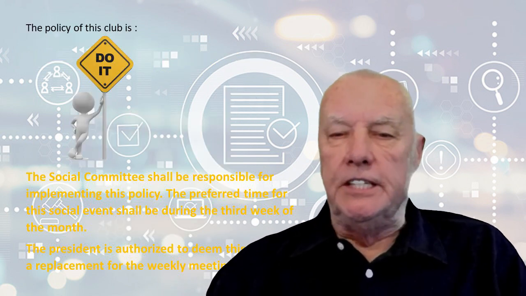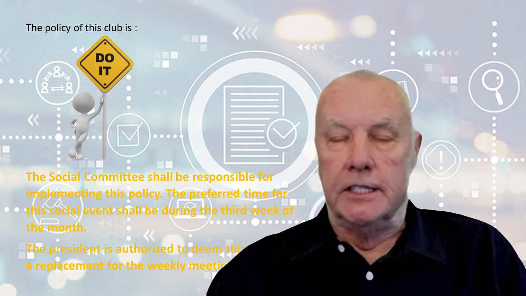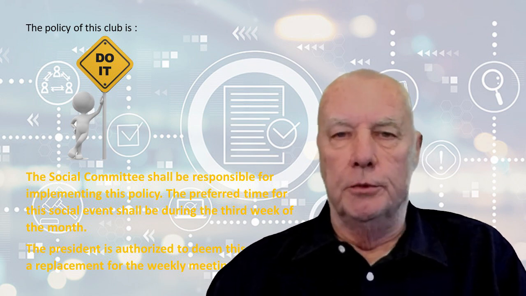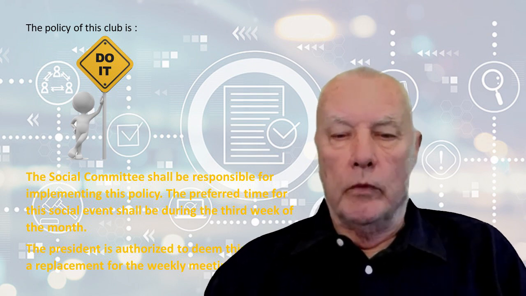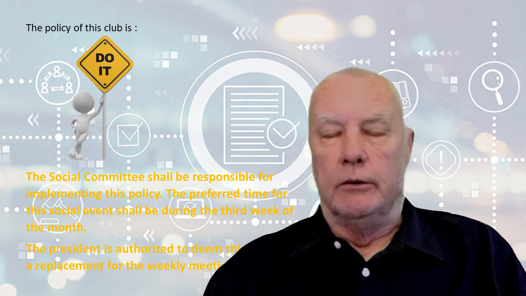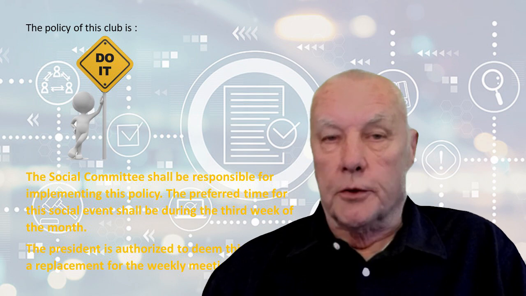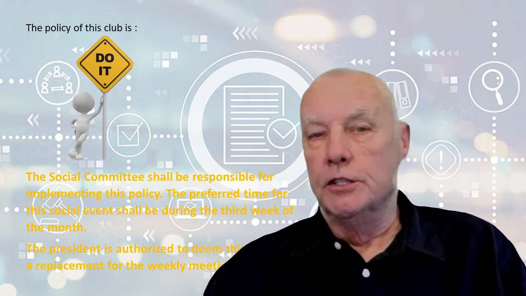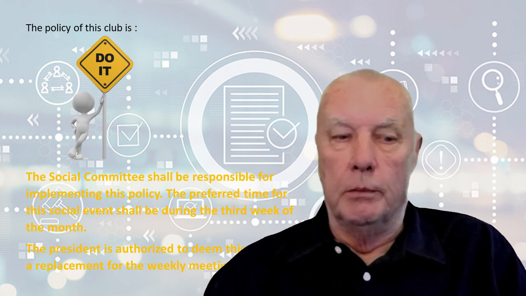The second thing is that the board of directors is authorizing the president of the club to appoint a chairman of a social committee, and the chairman of the social committee to appoint members of a social committee. And then it talks about authorization to plan a social meeting once a month, once a quarter, or whenever it is that they want to do. Authorize the president to go dark one meeting a month when they have the social event. Those are all authorizations, and that's the second part of a policy.